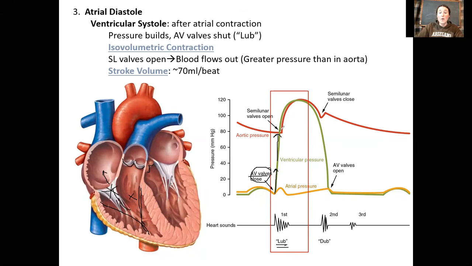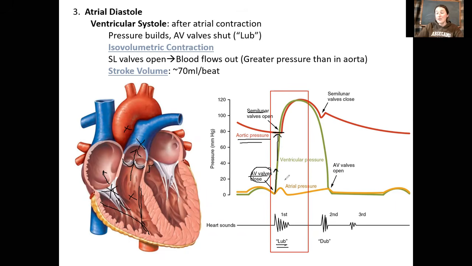Okay, and so ultimately you exceed some target threshold. Generally that threshold happens to be the pressure in the circulation. So whatever the pressure is here or the pressure is here, the ventricles have to produce enough pressure to exceed that and therefore open up these valves and push the blood out. So the semilunar valves open when the ventricular pressure exceeds the blood pressure in your body.